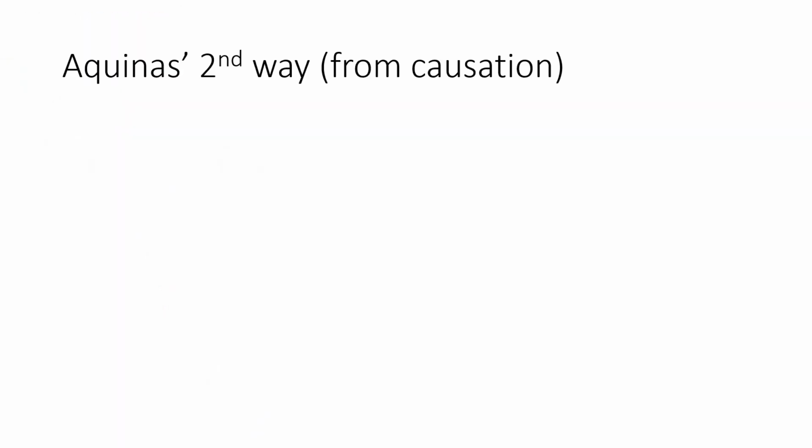So Aquinas goes on to give a second argument. And the second argument is very similar to the first, but this is known as the way from causation. So sometimes people ask, well, what's the difference then between the first way and the second way? I think one way of understanding it is the first way focuses on why change happens, and the second way focuses on why there is anything at all. So what's the second way saying?